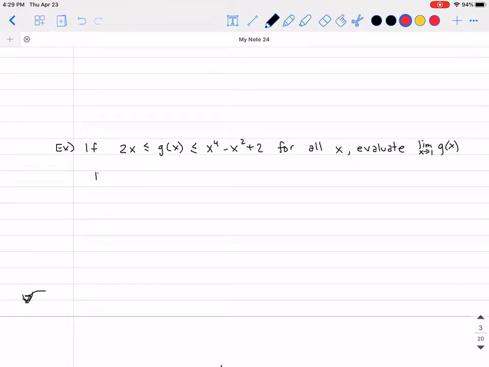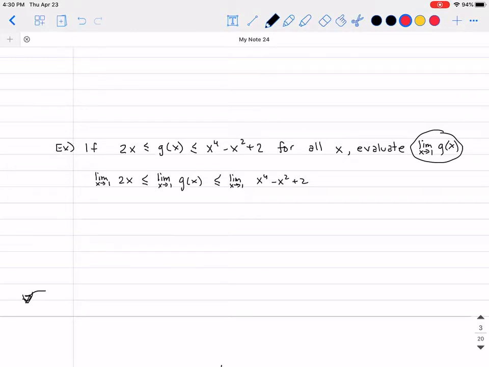First, given this inequality, what we can do is apply the limit to each part. So limit as x approaches 1, because I want to find out the limit as x approaches 1 for g of x, of the first function is less than or equal to the limit as x approaches 1 for g of x is less than or equal to the limit as x approaches 1 for x to the fourth minus x squared plus 2. Note, what I just did was I just basically said, let's look at what happens graphically as x approaches 1 for every single one of these functions.